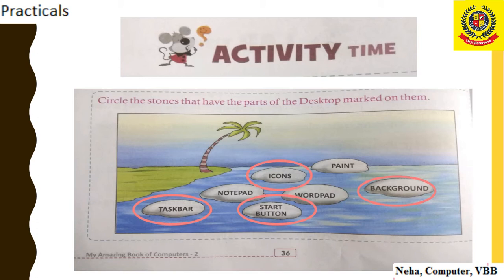Now here we know that desktop background is having icons, taskbar and start button. So we are going to mark these stones with a circle. Icons, taskbar, start button and background. So these are the parts of the desktop marked on them.